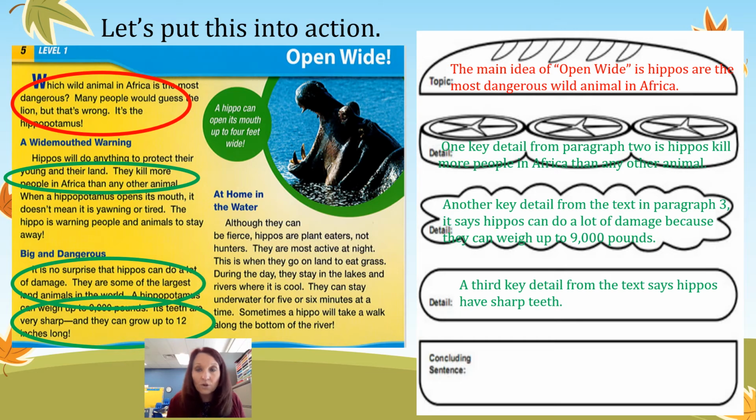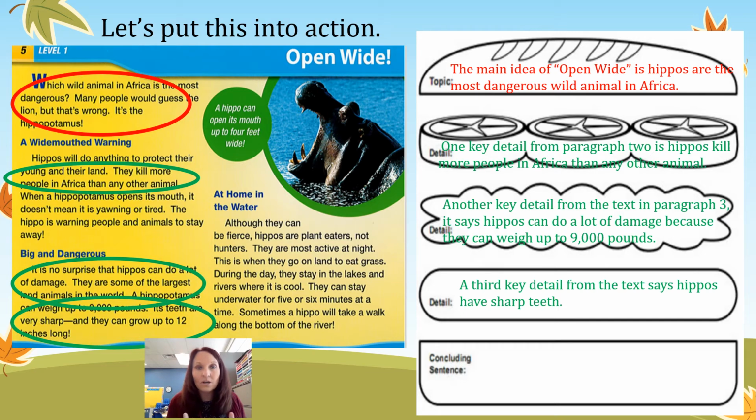So depending on how you choose to say the evidence, it doesn't matter how you do it as long as you refer back to the text somehow. So a third key detail from the text says hippos have sharp teeth. So that tells us that that is a reason that hippos can be dangerous. So all three key details tell me more about the main idea.